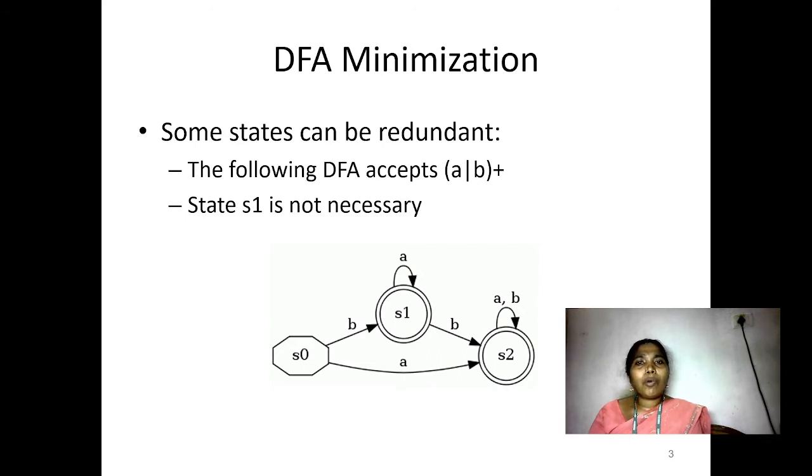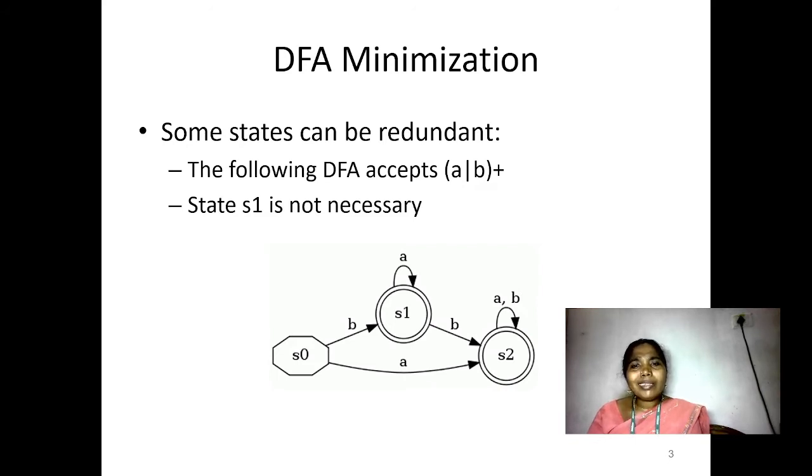For example, the following DFA accepts the regular expression (a or b)+. Now, plus is the positive closure, which means it is repeated one or more times. What is the other closure you are familiar with? It is the Kleene closure, star. If you have (a or b)*, the Kleene closure star means zero or more times.